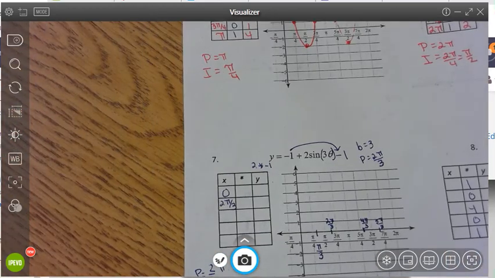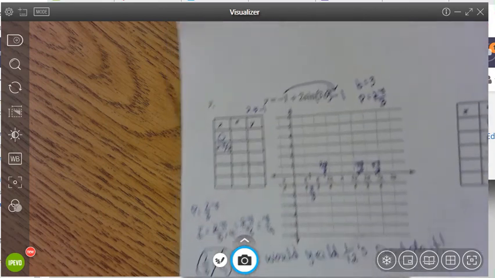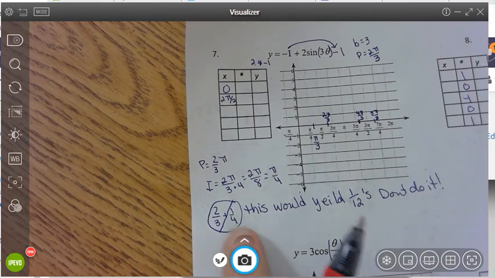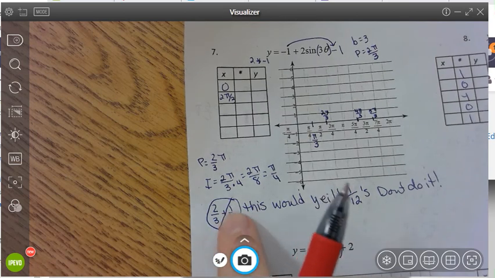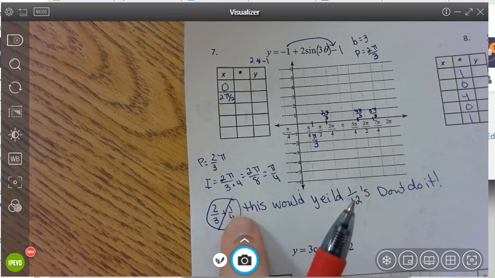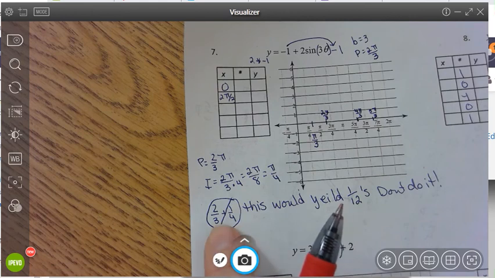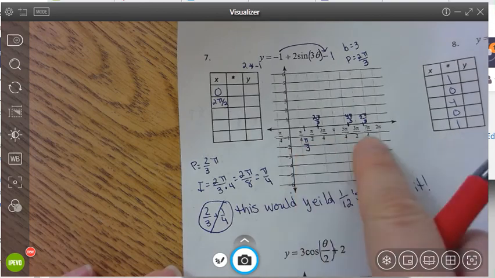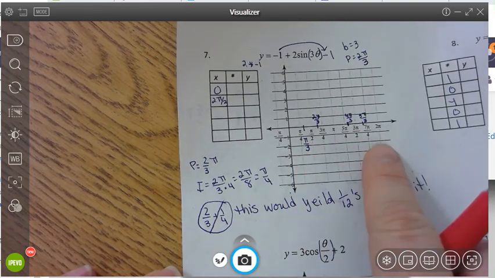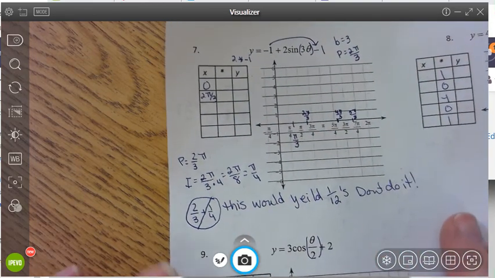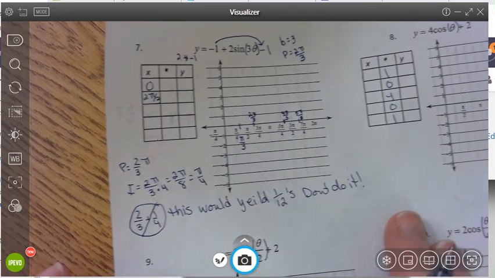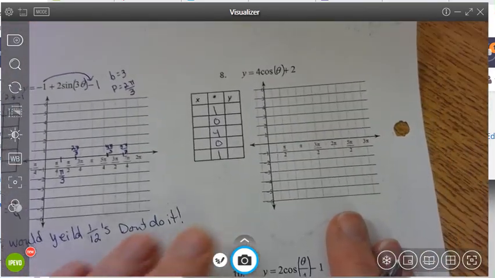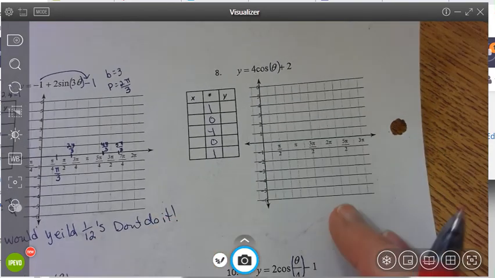Number 7. Don't do it. It's ugly. Trust me. In fact, I wrote on here, don't do this, because if I take 2 pi over 3 plus an increment of pi over 4, 2 pi over 3 is not a nice number to add pi over 4 to. That's going to give us twelfths to get a common denominator, and I don't have twelfths up here. We're not going there. We've got to have much nicer numbers than that. I'm not that mean.